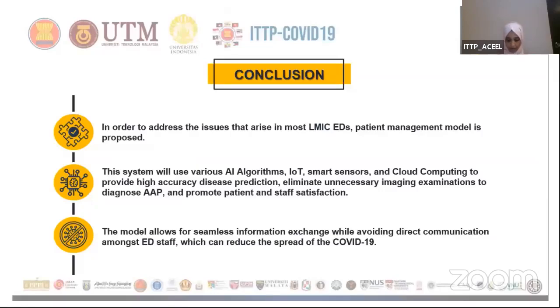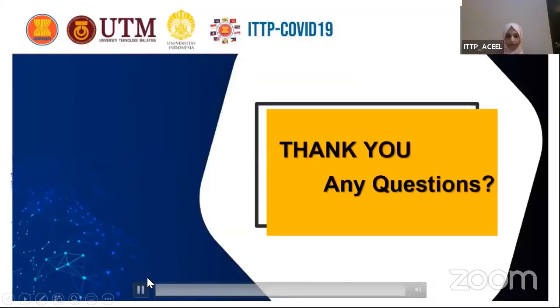In conclusion, in order to address the issues that arise in most LMICs' emergency departments, a patient management model is proposed. This system will use various AI algorithms, IoT, smart sensors, and cloud computing to provide high accuracy disease prediction, eliminate unnecessary imaging examinations to diagnose AAP, and promote patient and staff satisfaction. Also, the model allows for seamless information exchange while avoiding direct communication amongst ED staff, which can reduce the spread of COVID-19. This is all from me, and thank you.